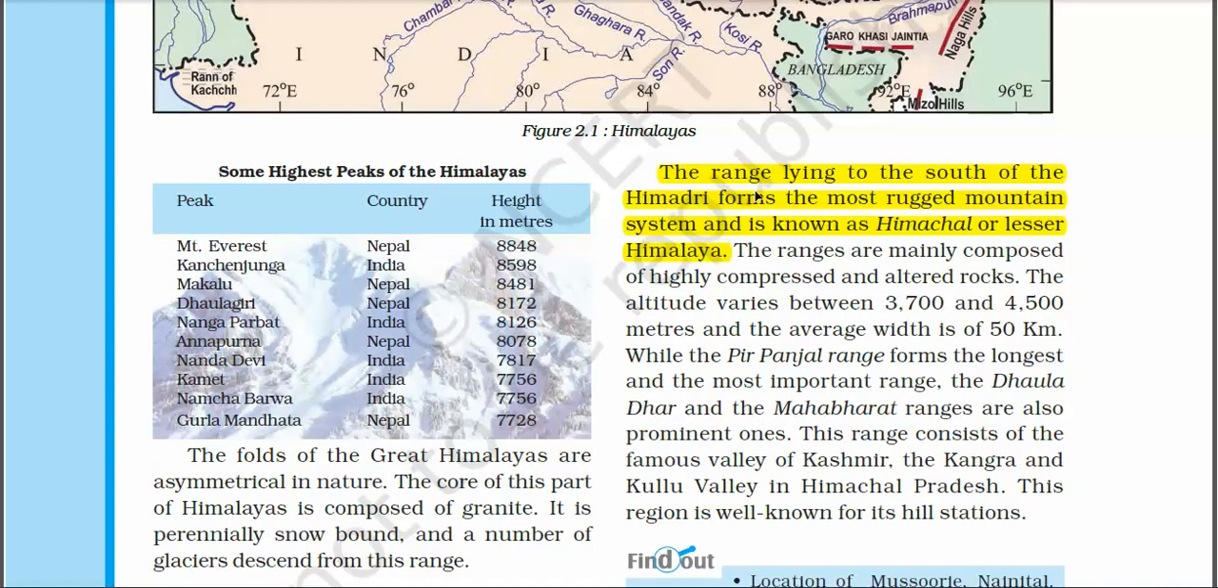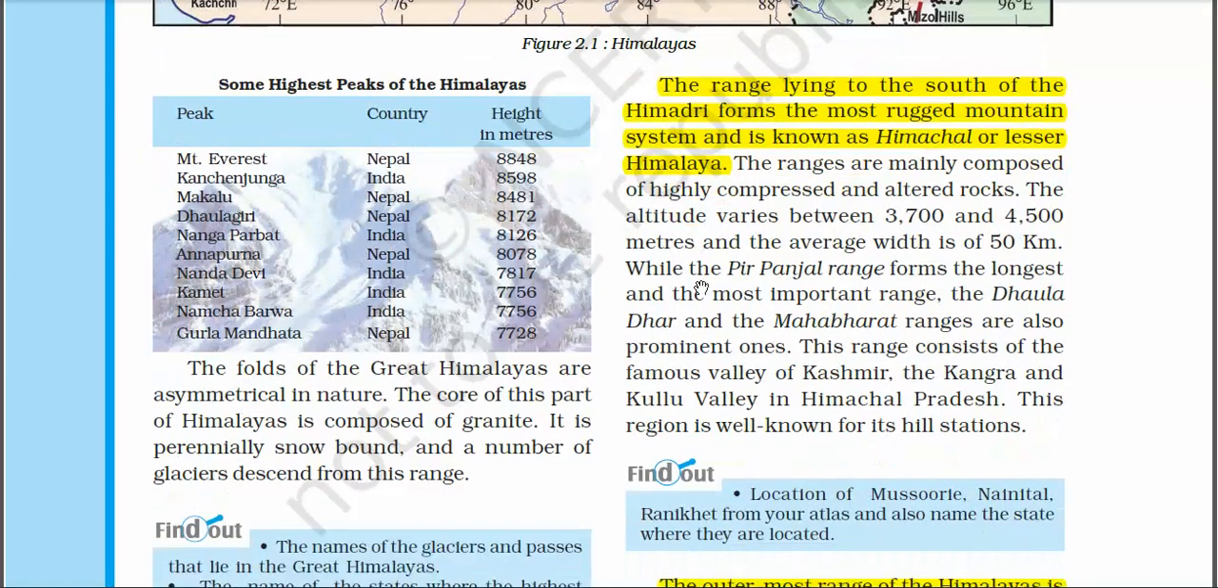The second range, the range lying to the south of the Himadri, forms the most rugged mountain system and it is known as Himachal or Lesser Himalayas. The ranges are mainly composed of highly compressed and altered rocks. The altitude varies between 3,700 and 4,500 meters.